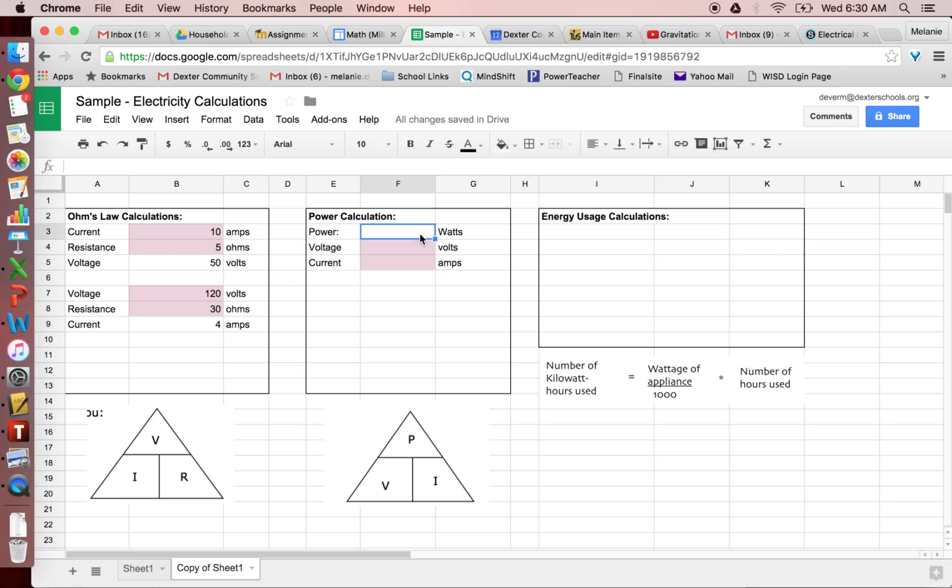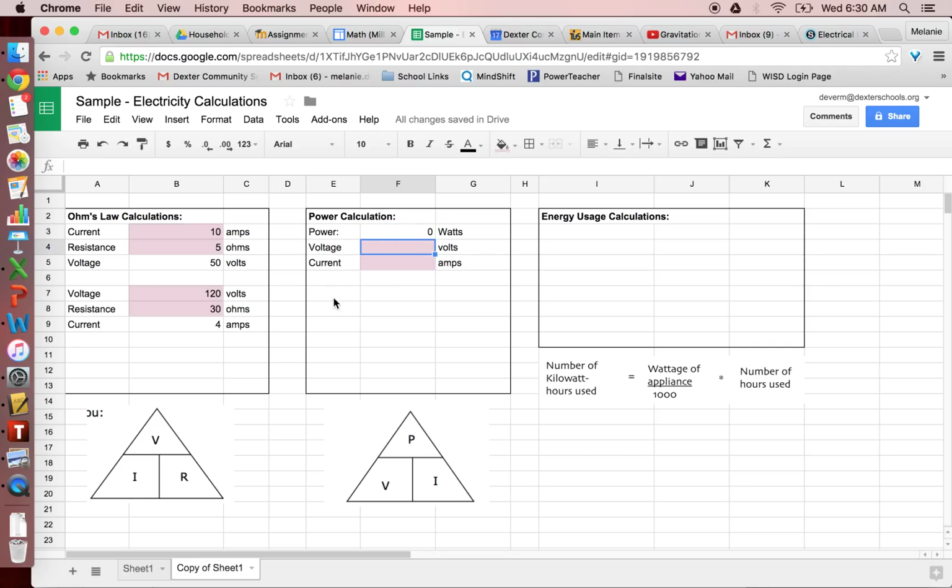Doesn't really matter what order you put them in. This is part of the reason I suggest color coding the cells that you're going to enter the data in, so that there's no question about which ones you type and which ones are calculated. So again, in the triangle below, power is equal to voltage times current. So here's the cell that contains voltage, and here's the cell that contains current.